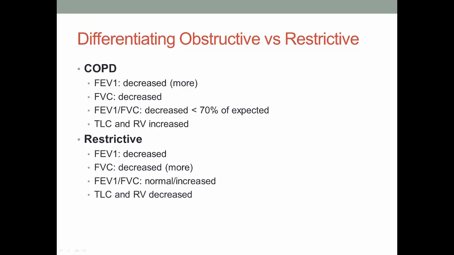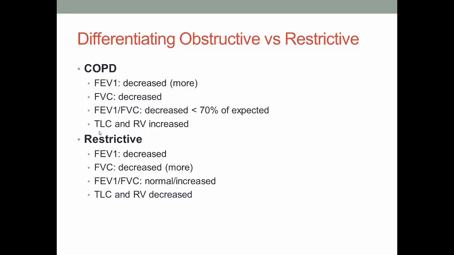What happens to that ratio? Is it above 80? Is it staying at 80? Is it decreased? Is it below 70? In COPD, if you see that this ratio is decreased, less than 70, then it's a COPD diagnosis. So that means that the FEV1 is decreased more than the FVC. So the amount that you can exhale in 1 second is decreased substantially. And then, like we talked about before, total lung capacity and the residual or reserve volume is increased because you have air trapping.